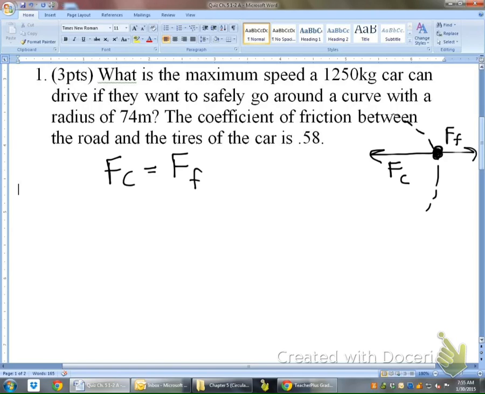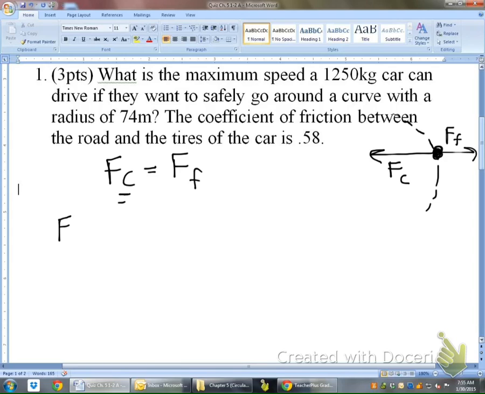That if we want to stay on the road, if we don't want to skid off the road, we need to make sure that those two forces are at least equal or our frictional force is higher. Okay? So we're looking at the maximum speed this car can travel. So as we're pushing the limits here, we want those to be exactly equal. Okay? So now let's think about what our equation is for centripetal force.